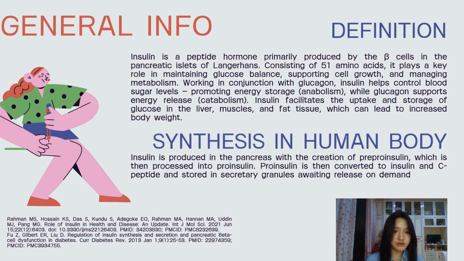Well, there is also synthesis in the human body. Insulin is produced in the pancreas with the creation of pre-proinsulin, which is then processed into proinsulin. Proinsulin is then converted to insulin and C-peptide and stored in secretory granules awaiting their release on demand.